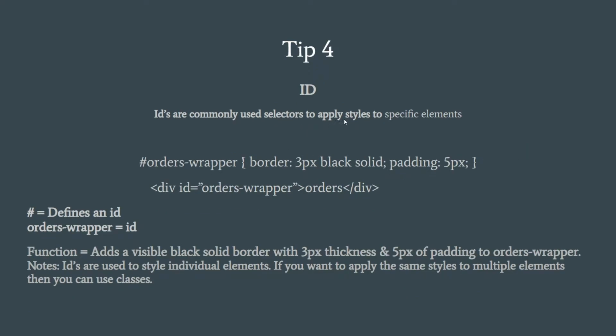IDs are commonly used selectors to apply styles to specific elements. So IDs and classes are similar, but IDs are used to style unique elements, whereas classes we can apply to many elements. But if we want to style specific elements with specific styles, then we're going to use the ID, and we're going to see that later on. So for this example, we have an orders wrapper, which is going to have some specific styles. Border 3 pixels thickness, black solid, and a padding of 5 pixels. Don't worry about that now, we're gonna see soon what that means.